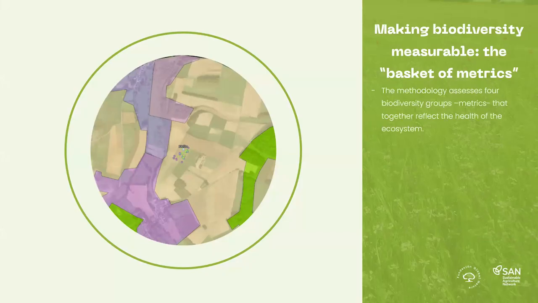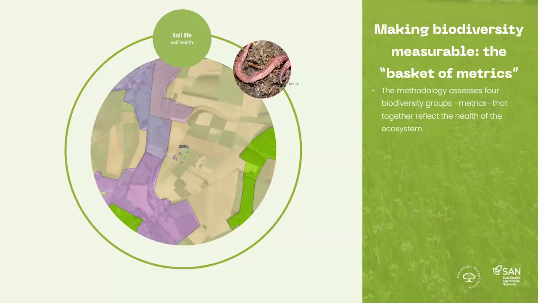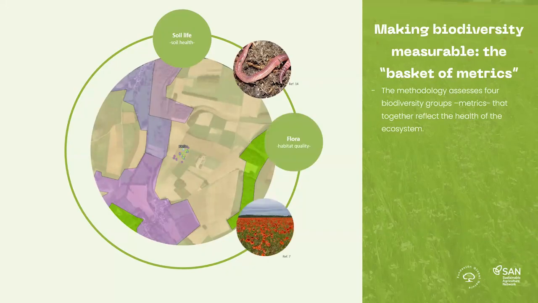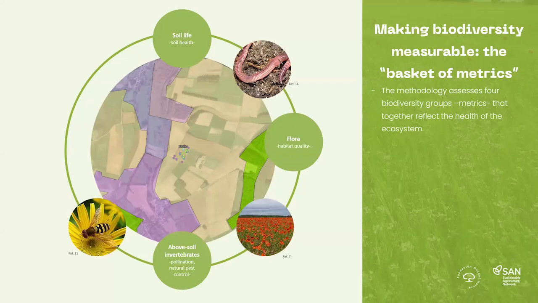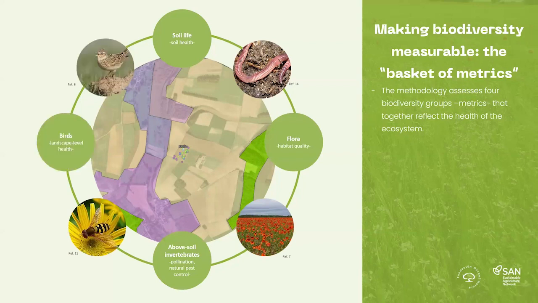We assess basically 4 biodiversity groups. That is what we call metrics, that together reflect the health of the ecosystem. Those are soil invertebrates or soil life, and through that we are able to assess soil health. We assess flora for habitat quality. We assess above soil invertebrates, among them pollinators, predators, parasitoids, and we assess birds.